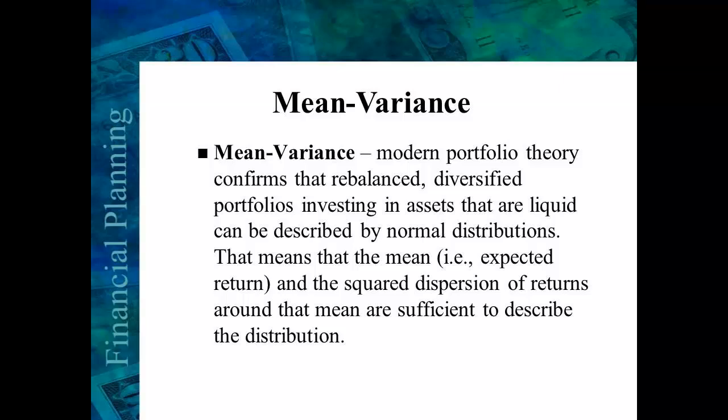Modern portfolio theory confirms that rebalanced, diversified portfolios investing in assets that are liquid can be described by normal distributions. That means that the mean, i.e. the expected return, and the square dispersion of returns around the mean, i.e. the variance, are sufficient to describe the distribution.